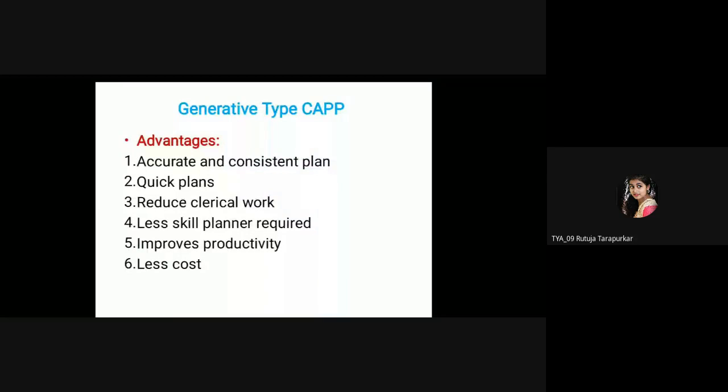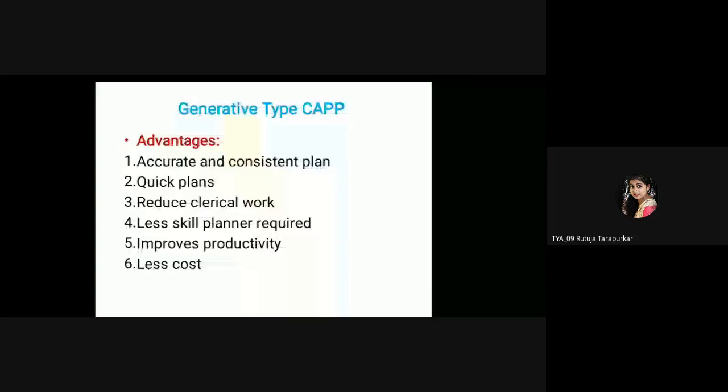First column is the serial number, second the operation name, then idle time, total operation time, downtime. Like this, there are I think 4 to 5 columns. So for that it will require more time, and sometimes by human tendency we make some mistakes. So that will be avoided in this CAPP. So it will be accurate and fast compared to the manual. So this is the first advantage.